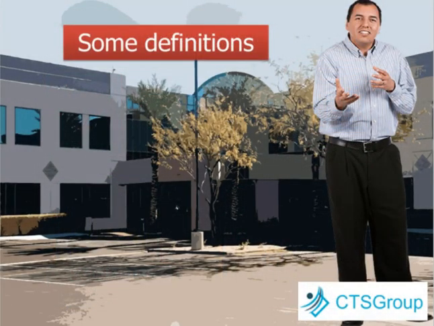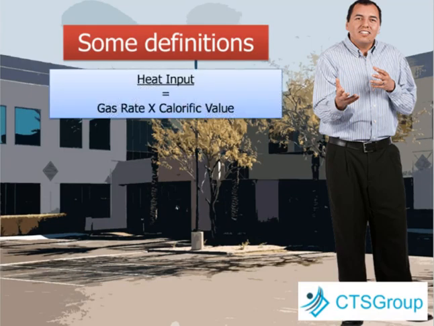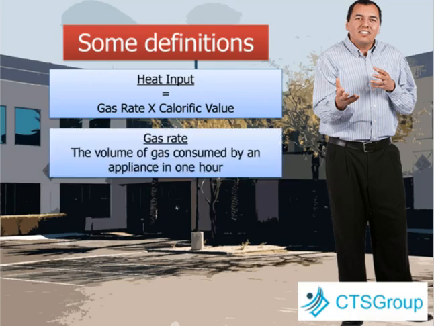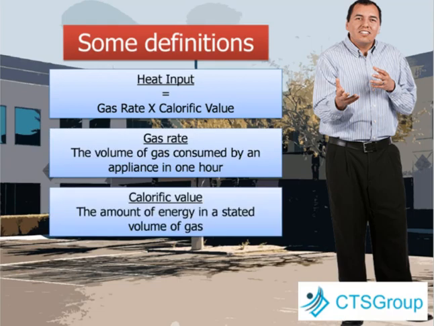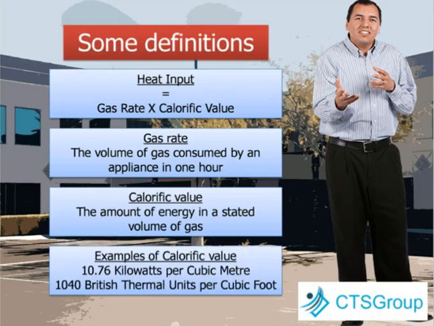Let's take a look at some definitions. First of all, heat input equals gas rate times the calorific value. Gas rate is the volume of gas consumed by an appliance in an hour. Calorific value is the amount of energy in a stated volume of gas. For example, for every meter cubed of gas, you get 10.76 kilowatts. And for every foot cubed of gas, you get 1,040 British thermal units.